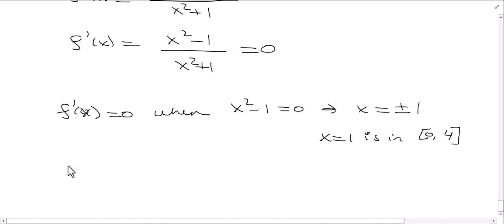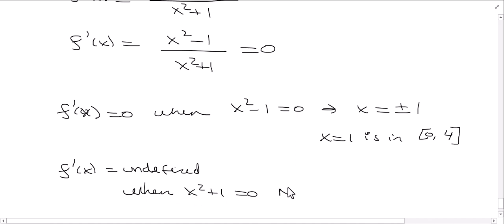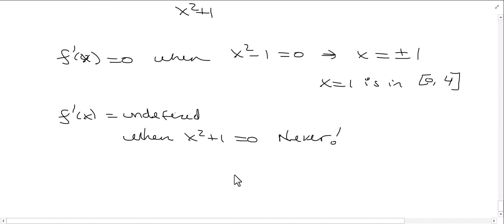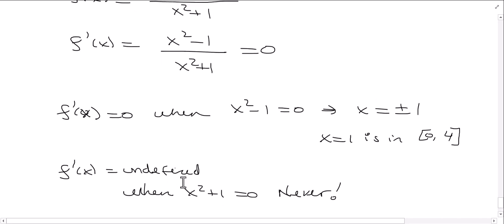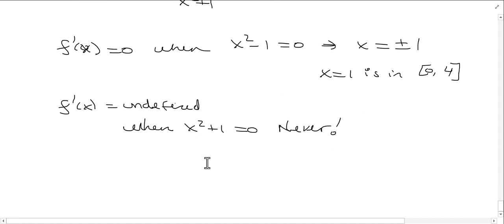And f prime of x is undefined when the denominator is 0. So when x squared plus 1 is 0, but this never happens, right? If you set that and try to solve for x, you can't. It's an imaginary number, so therefore it's not undefined, so we don't get any critical numbers for that. So now we're ready to test our function for absolute max and min.